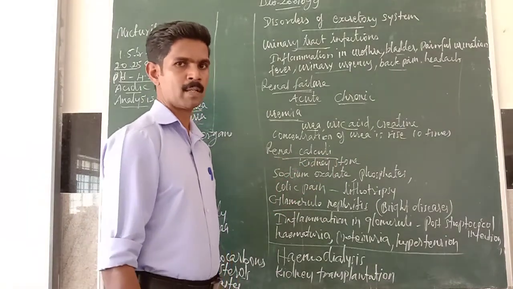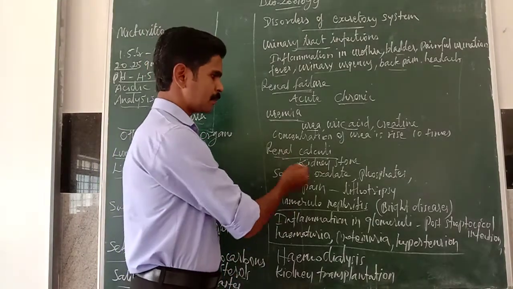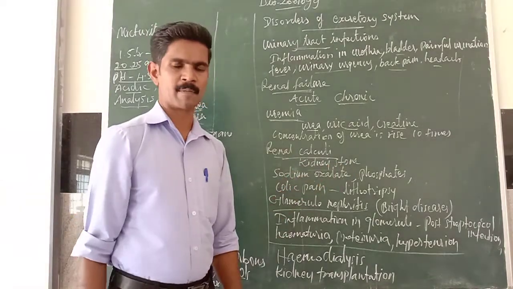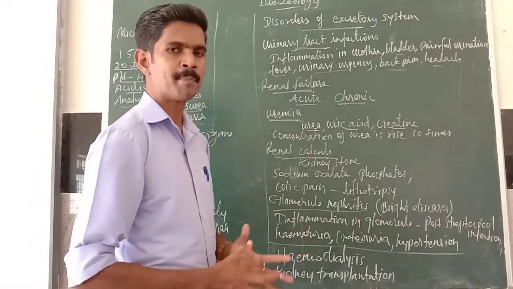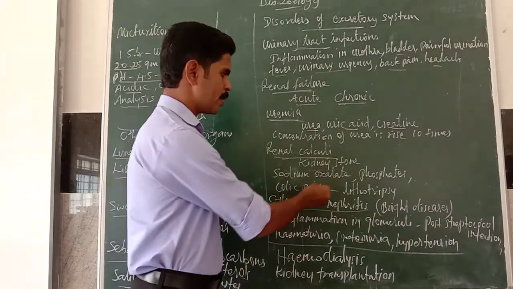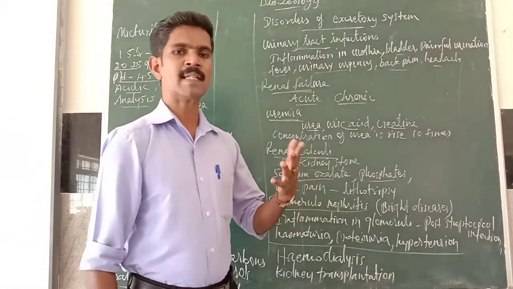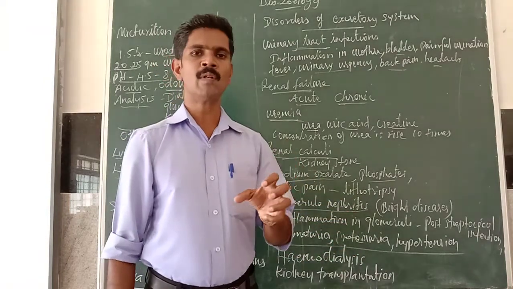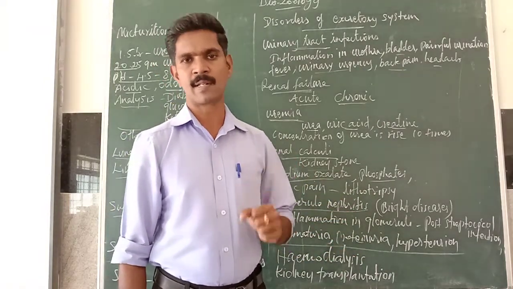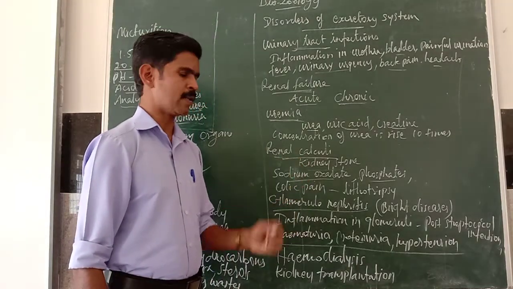Then the next one is renal calculi, otherwise called kidney stone. During some seasons, mostly the summer season, because of the over deposition of two substances, sodium oxalate and sodium phosphate, because of the increased accumulation of sodium oxalate and phosphate, some stone-like structures are formed in the excretory system. This is called kidney stone, otherwise called renal calculi.